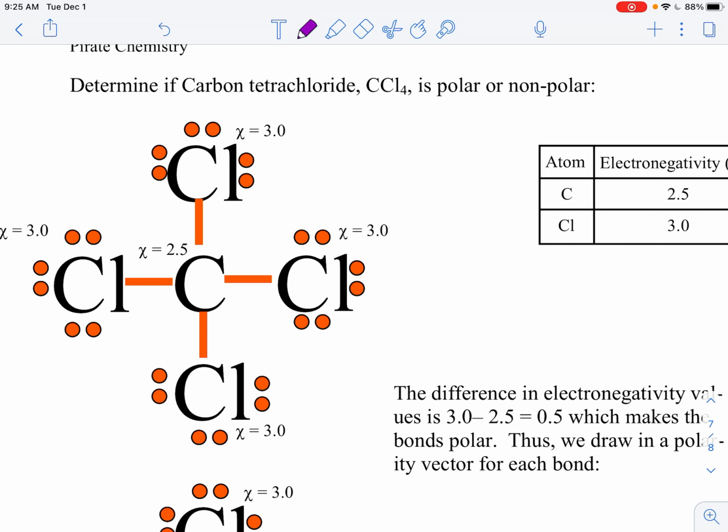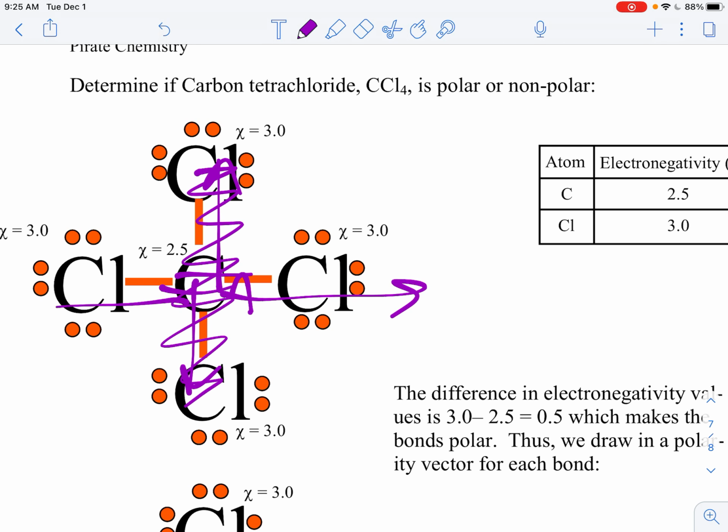So if it's worthy of drawing an arrow, then I'm going to draw an arrow up to there, but I'm also going to draw an arrow down to there. Hey, guess what happens with those arrows? One up, one down, they cancel each other out. I'm also going to draw an arrow over here, and I'm also going to draw an arrow left and right. Those are equal and opposite, and so they end up canceling each other out.